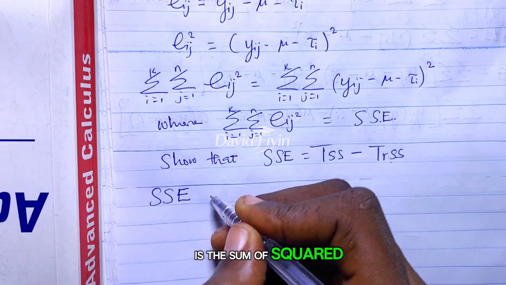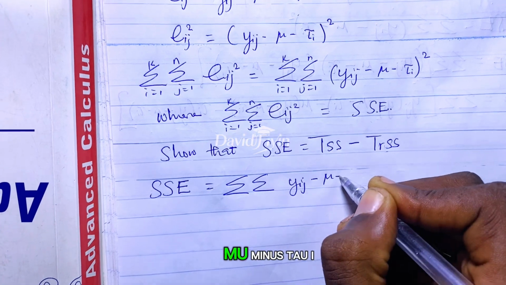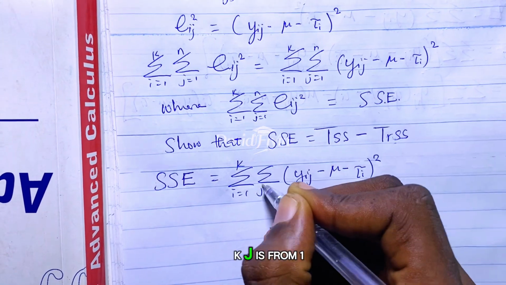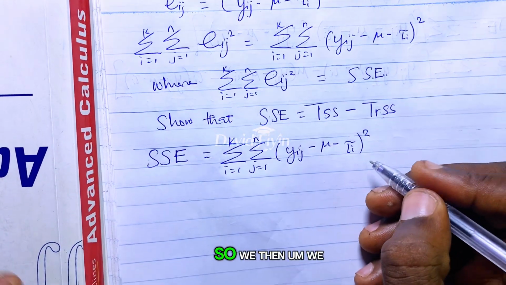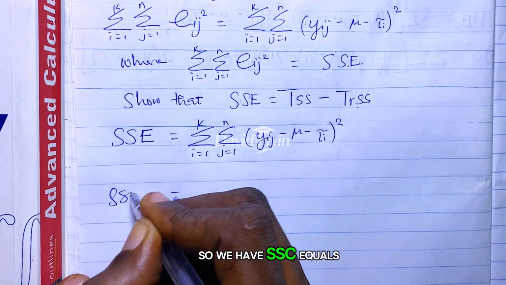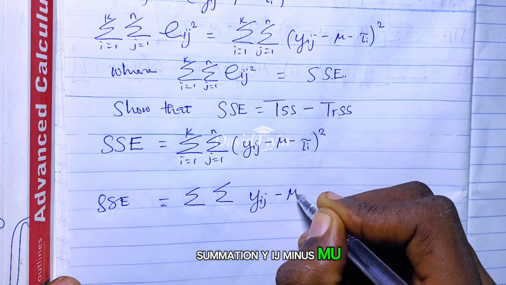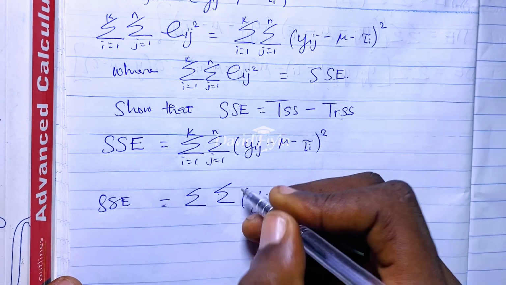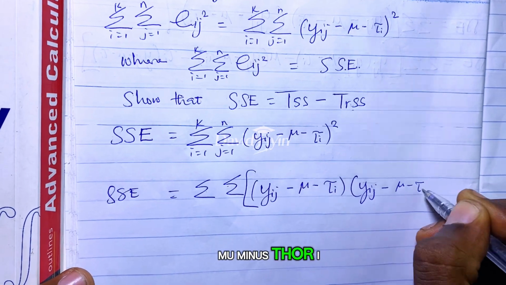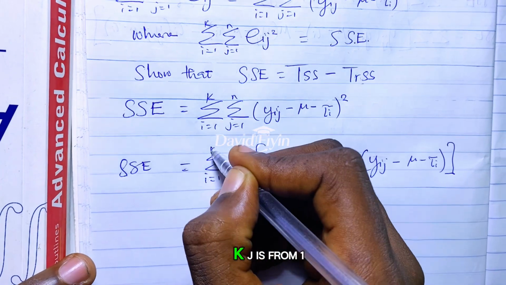The next step is to open this bracket, and we use each term inside the first bracket to multiply this entire bracket. So we have the summation, i from 1 to k, j from 1 to n, of Yij into brackets Yij minus mu minus tau i, minus mu into brackets Yij minus mu minus tau i, minus tau i into brackets Yij minus mu minus tau i.